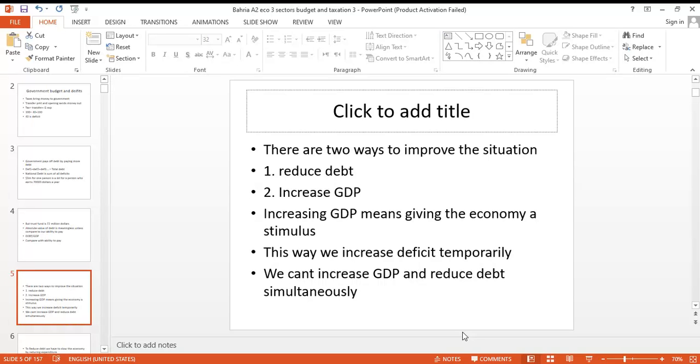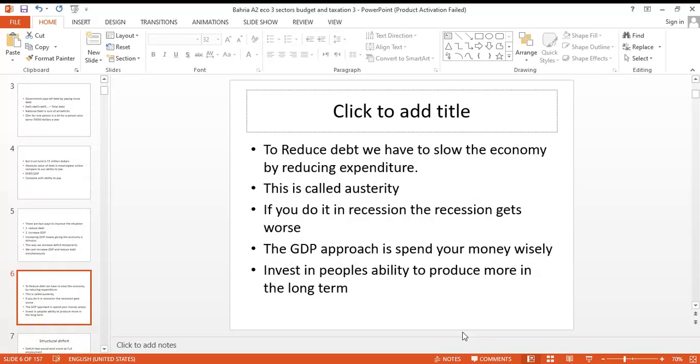Okay, so there are two things: either increase the GDP or reduce the debt. Now, some governments will try to work on the numerator side of the equation. They will try to reduce the debt. When you try to reduce the debt, what will happen? You will have to slow the economy down. You are not increasing your GDP now. You are slowing the economy, trying to pay off your debt. So you will have to run austerity measures. There's going to be austerity in the air. The economy is slowing down.